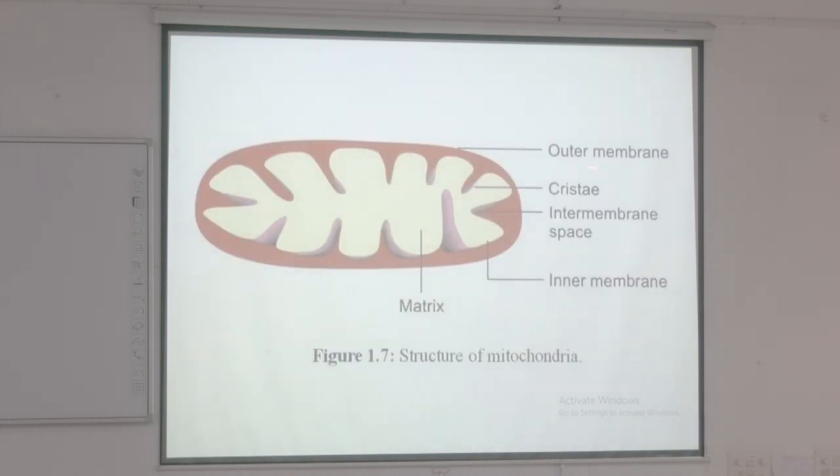Now we see the structure. Outer membrane, cristae, the inner fold of this membrane, intermembrane space, inner membrane space and matrix. In the cristae there is a presence of microsomes. Fine particles are present, microsomes, and these microsomes contain different marker enzymes. Why do we call them marker enzymes? Because they operate particular metabolic pathways.